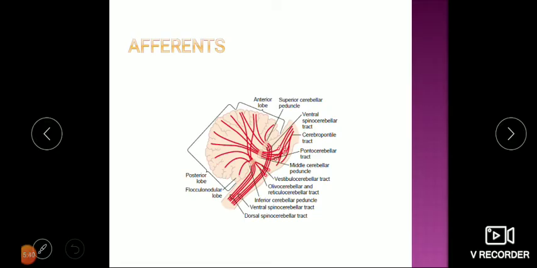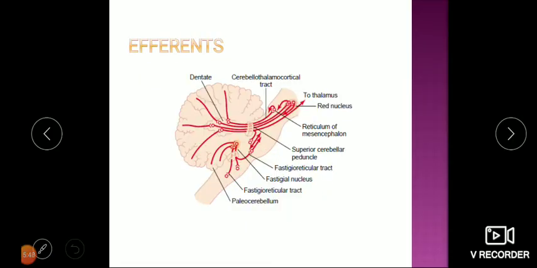This is from your textbook of physiology, Guyton 10, where the afferents are there. You can see they are just mixed up. I have segregated them, and these are the efferents coming from the cerebellum.